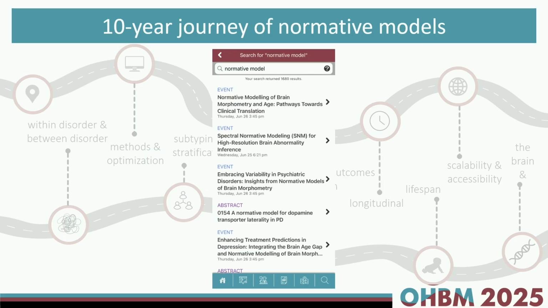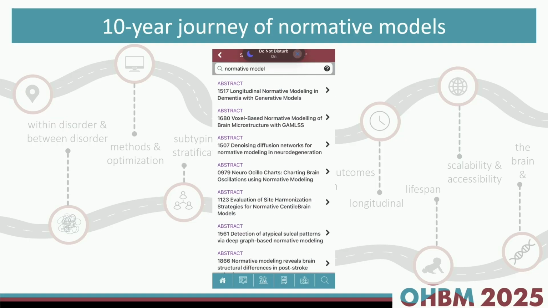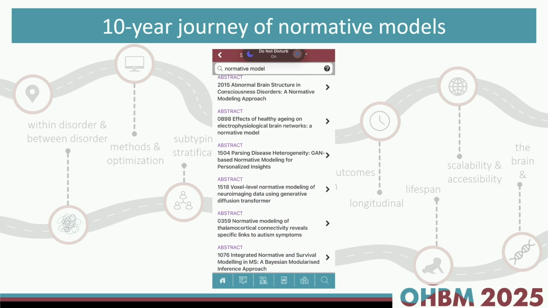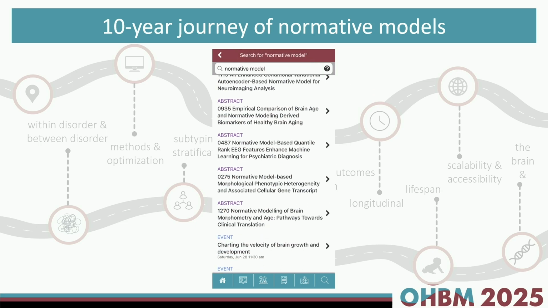And so I was inspired today in the halls, and I'm sure I will continue to be inspired by all the different applications of how we can be using normative modeling, and I'll hear a couple more talks today.